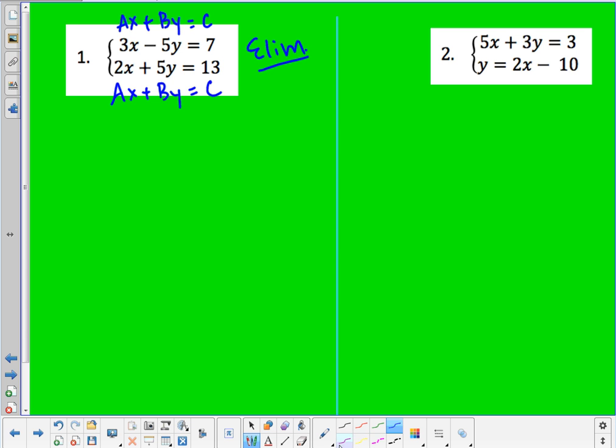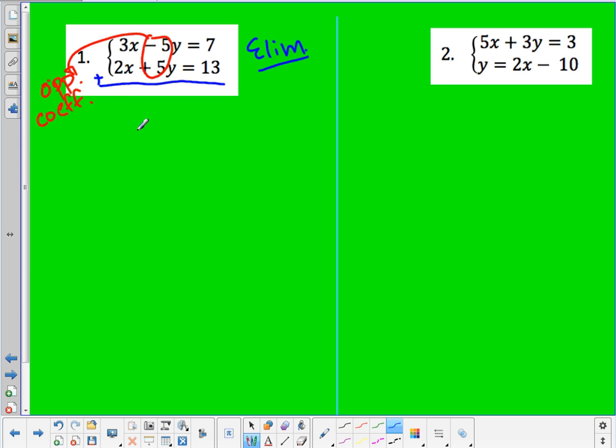So I also notice that the y's already have opposite coefficients. That negative 5 and positive 5, that's an opposite coefficient there. So when I look at those two, I'm already set to add them together. I'm ready to take care of that already. I don't have to multiply by anything to give myself opposite coefficients because I already have it.